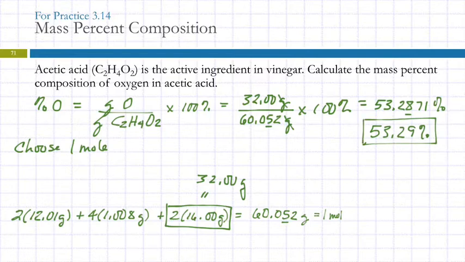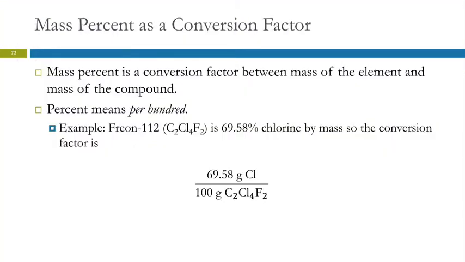If you used more precise molar masses, you might come up with a slightly different number, but it should only differ in this last significant figure. So acetic acid is 53.29% oxygen by mass. Any questions? That mass percent can be used as a conversion factor between mass of the element and mass of the compound.